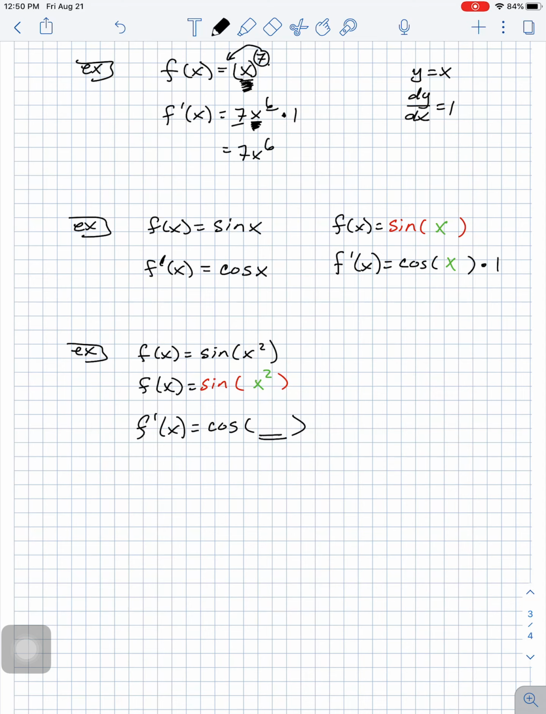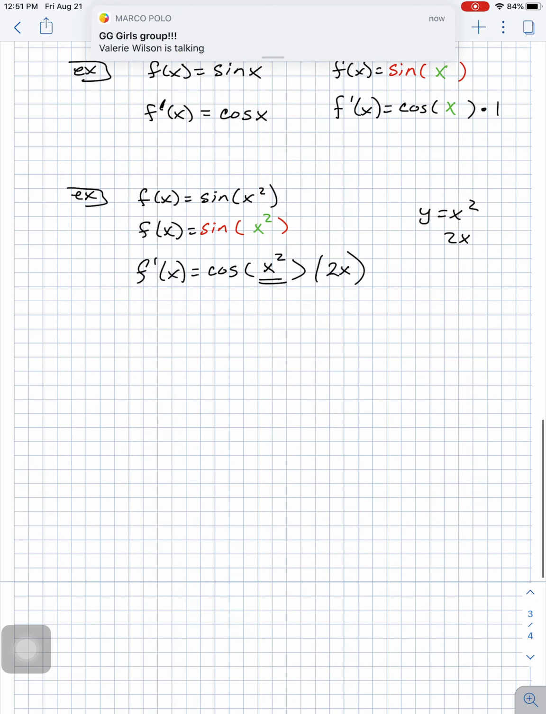Okay? Now I'm going to evaluate it at the inside function. So evaluate it at the green, which is x squared. That's what plugs into the spot. And then I'm going to multiply it by the derivative of the inside function. And the derivative of x squared, the green part, is 2x. And that's my derivative.